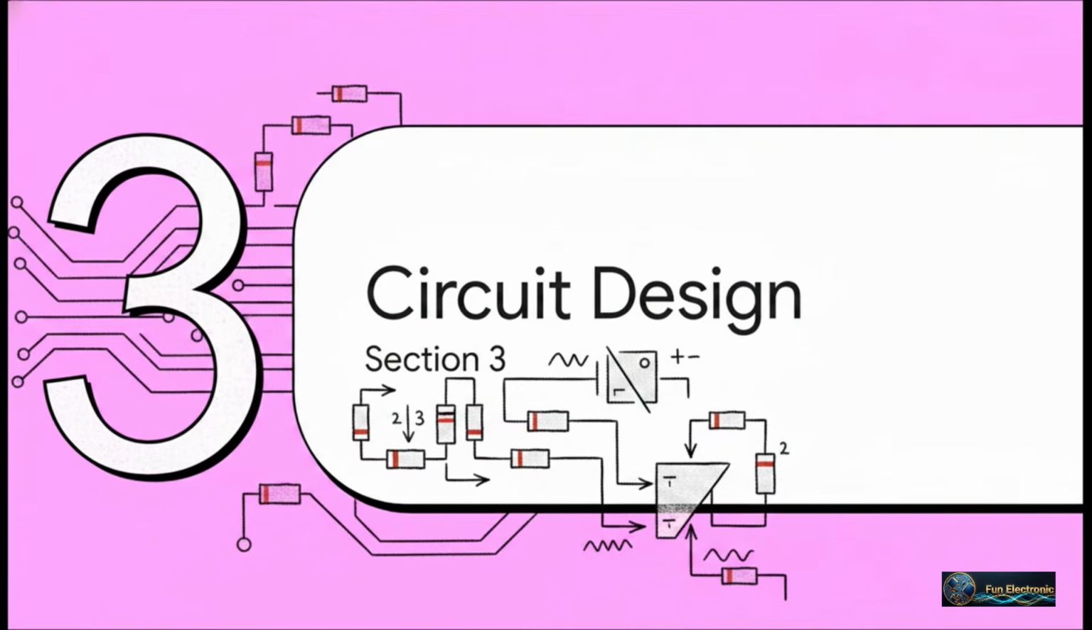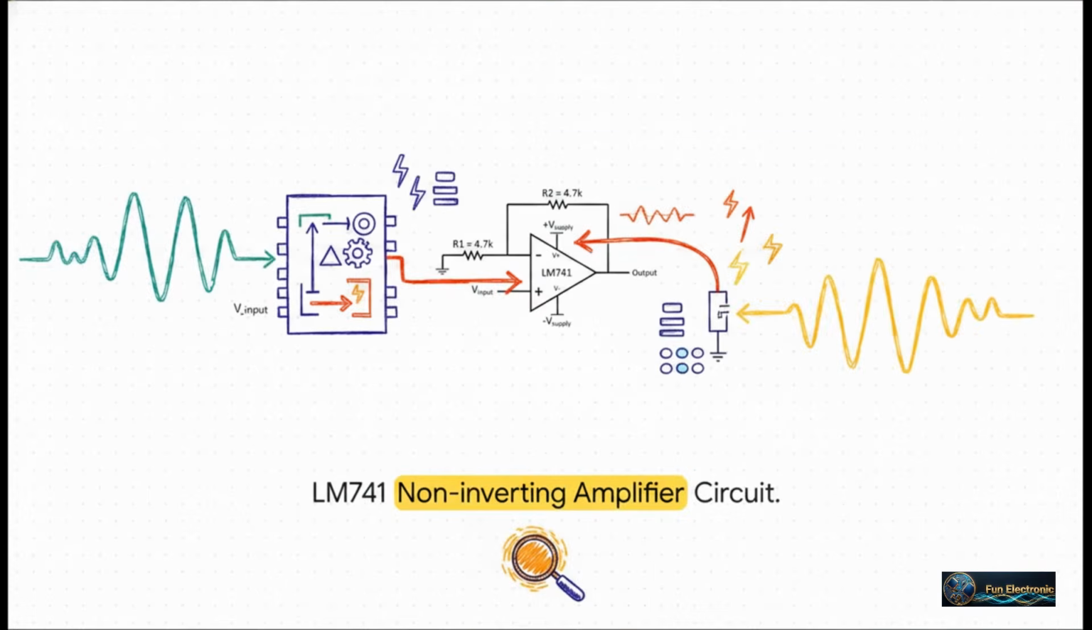Section 3, practical circuit design. Let's see how we actually use resistors to program the op-amp. Let's look at a classic setup straight from a Texas Instruments data sheet. This is the non-inverting amplifier. Here, the incoming signal is fed directly into the positive non-inverting terminal. We then use a feedback loop from the output back to the negative terminal.